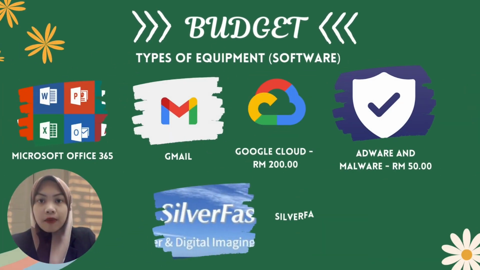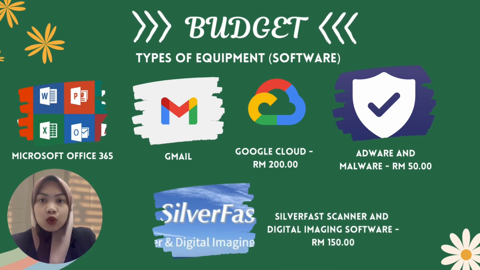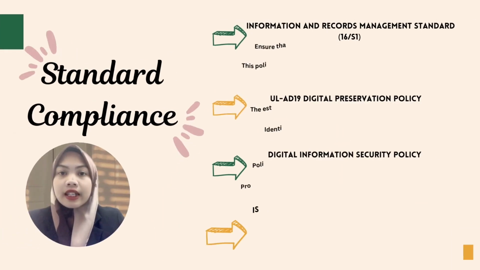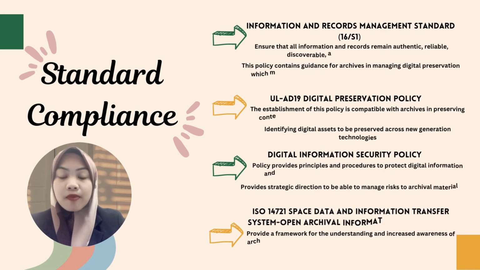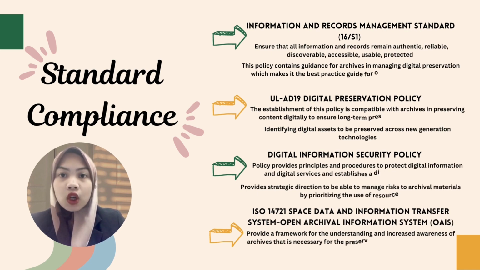For common software like Microsoft Office, Gmail, and Google Cloud, we need to pay RM 200 when we reach the limit. Antivirus and anti-malware is security software to protect from viruses, so we need to pay RM 50 every month. Last, software is scanner and digital imaging, which we need to ensure a good quality of image.